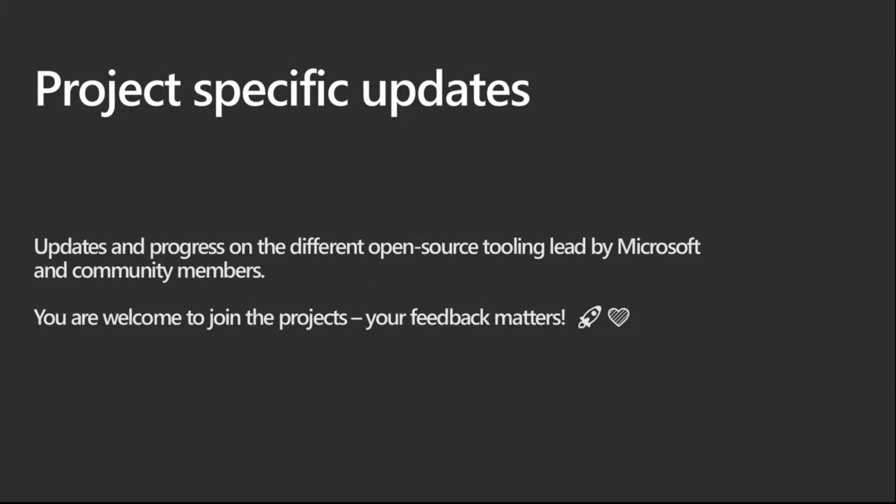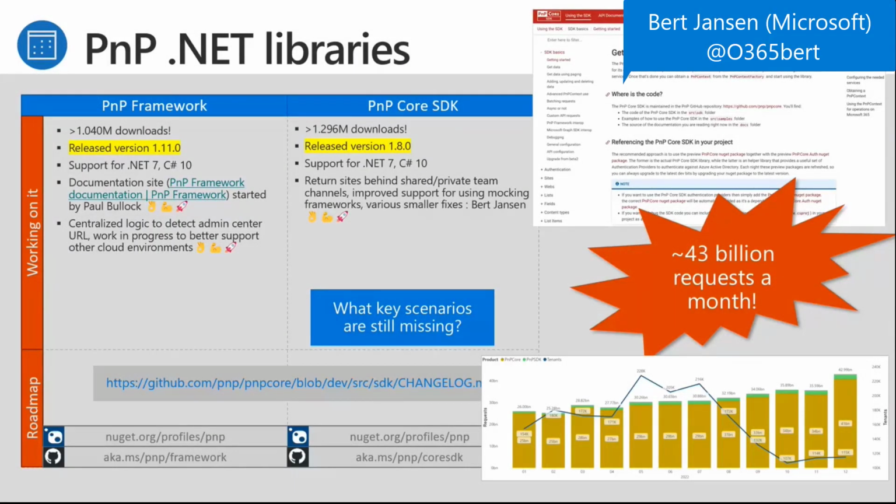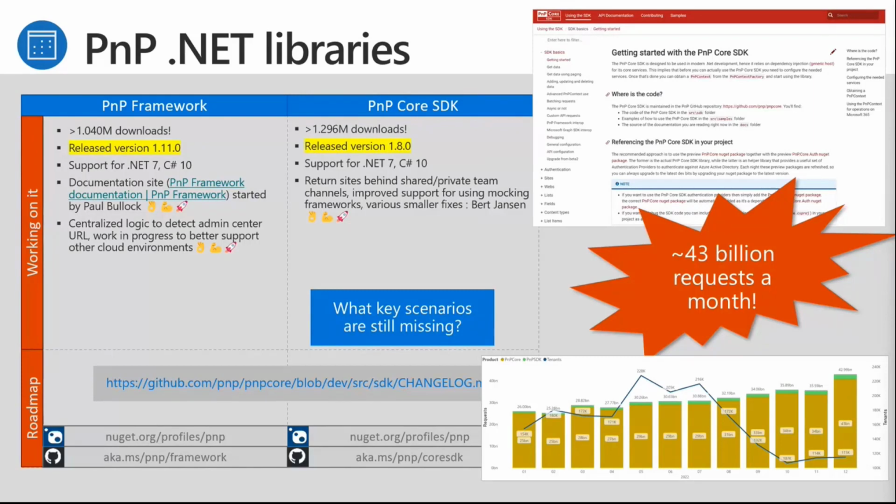Let's jump into some project-specific updates, and we'll start with PnP .NET libraries with Bert. All right, thank you, David. Let's do a quick update on the .NET side. For PnP Framework, the main thing that we are doing today is around centralizing logic to detect admin center URLs, and also better support for other cloud environments. So we have started a plan to make those libraries work with all cloud environments. So if you have a US government environment, it should work as well.